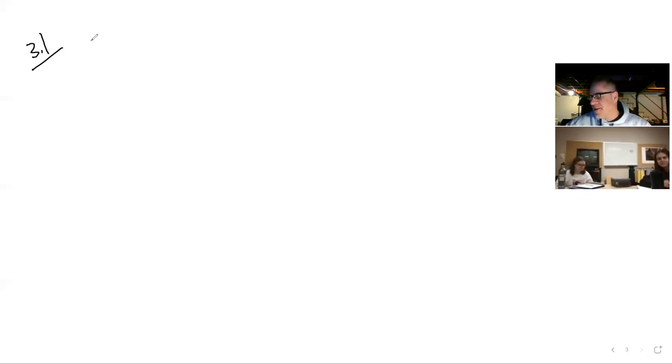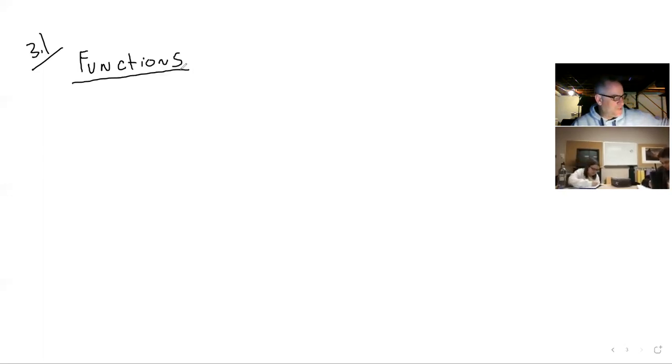All right, so 3.1. This is all about the introduction to functions. That's not an O, that is a U. College algebra isn't entirely all about functions, but that is the primary focus.